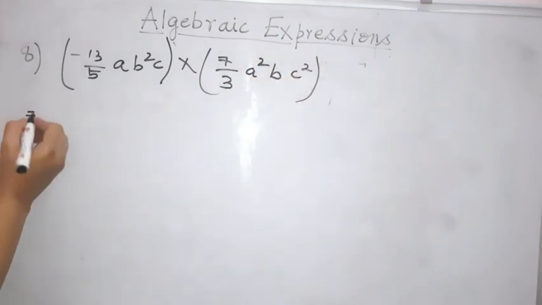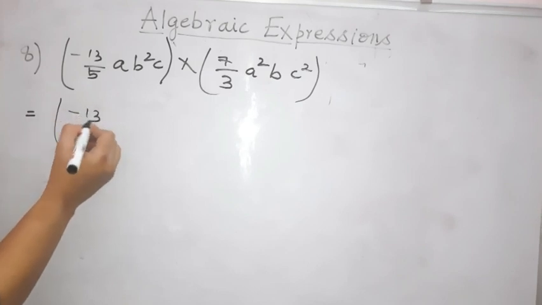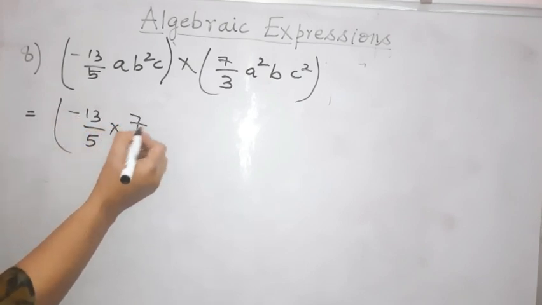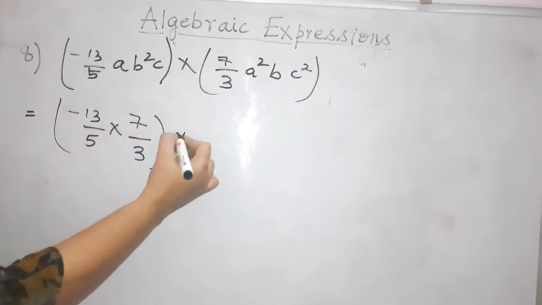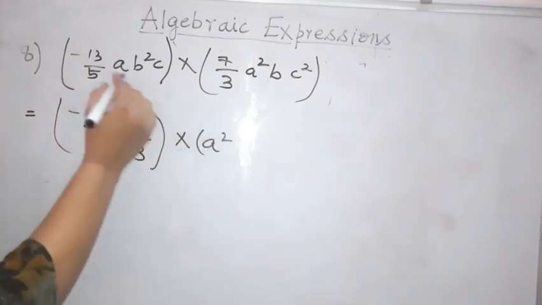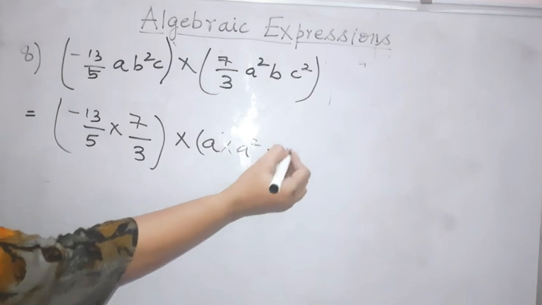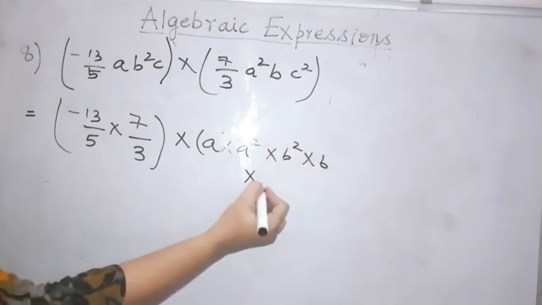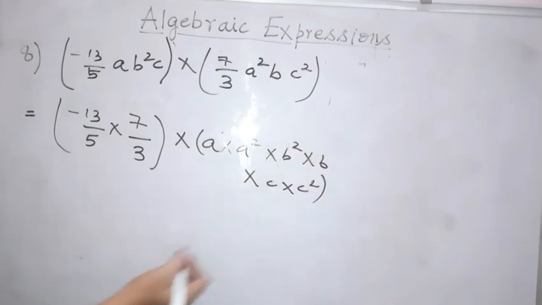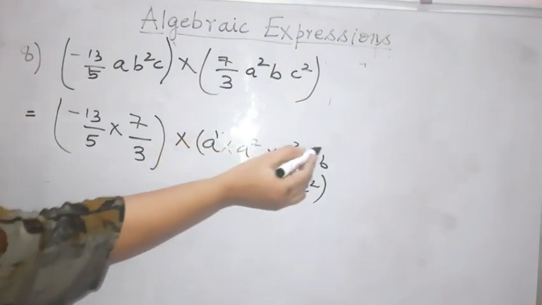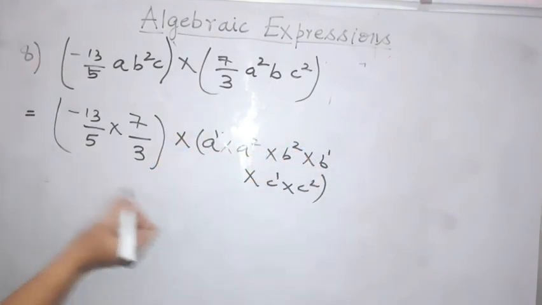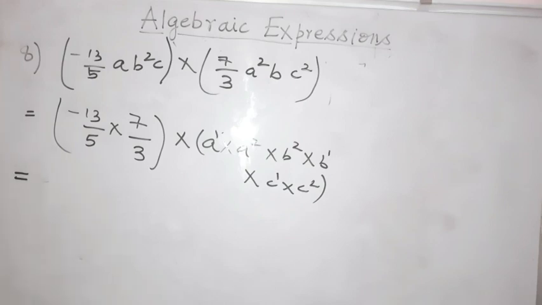Again the same process will be followed. The coefficients of both the algebraic expressions will be multiplied separately. Then we are going to multiply all the literal factors: a multiplied by a square, b square multiplied by b, c multiplied by c square. Every a, b and c which does not have any power, we all know that by default we have to consider 1 as the power. Now can it be reduced? No, it cannot be reduced.